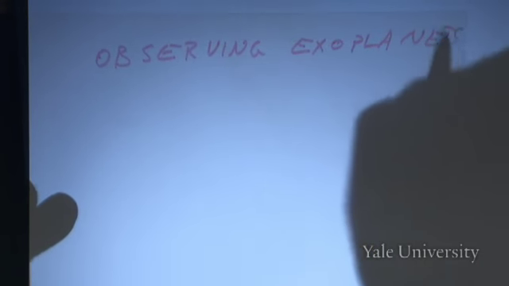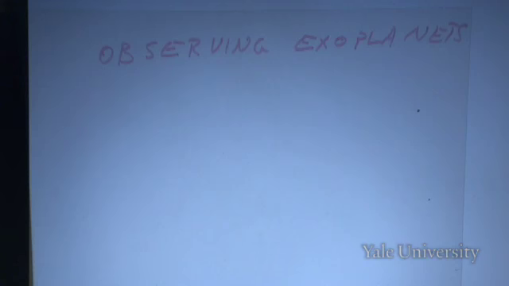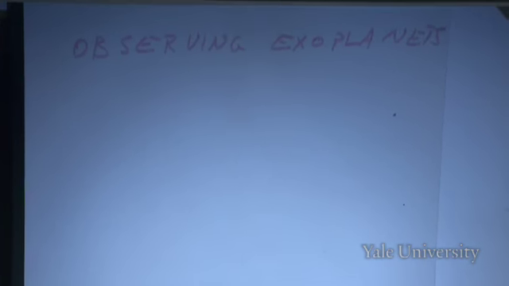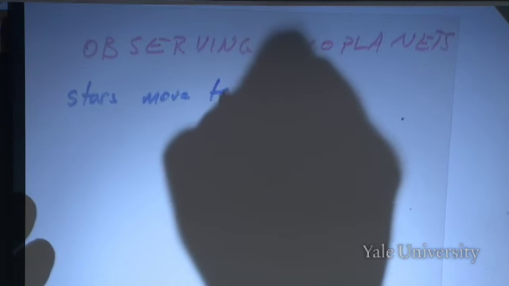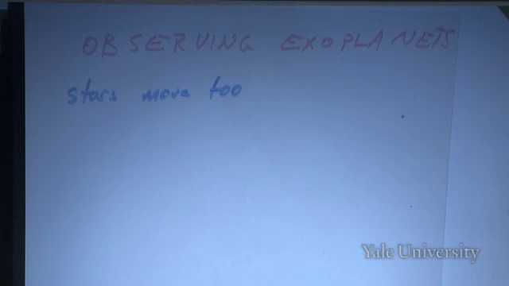How do you find these things? And you'll recall we started down this track in the last lecture. The key point here is that stars move too. It's not just the planet going around a star. It's the planet and the star both go around the center of mass of the system, and the stars move too. You can't see the planets independently.